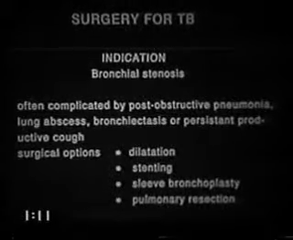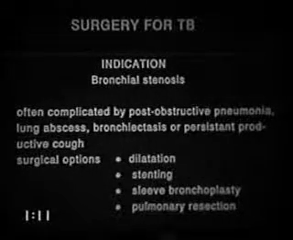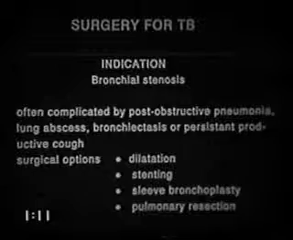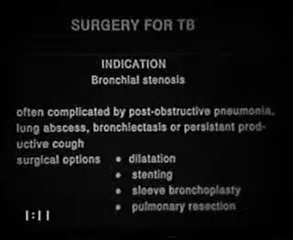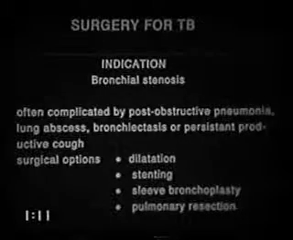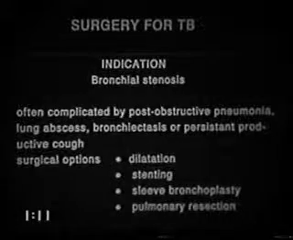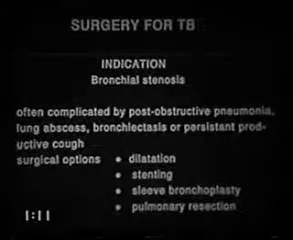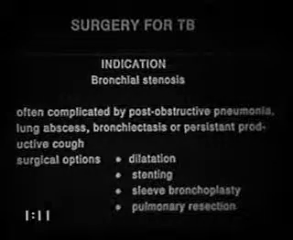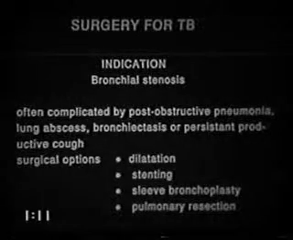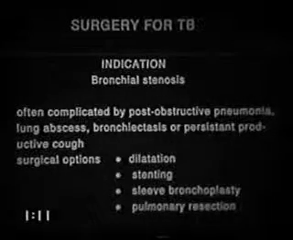Now, what about bronchial stenosis? This is a long-term complication of TB. It often is complicated by post-obstructive pneumonia, lung abscess, bronchiectasis, and a persistent productive cough. The surgical options include dilatation in this setting, though if the stenosis occurs beyond a lobar bronchus, the success of bronchial dilatation is limited because those orifices are quite small and will tend to restenose quite quickly after your procedure.